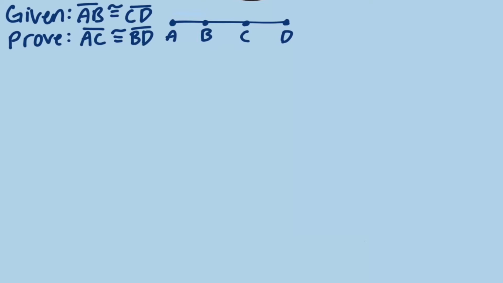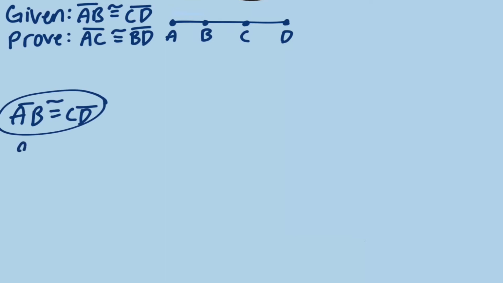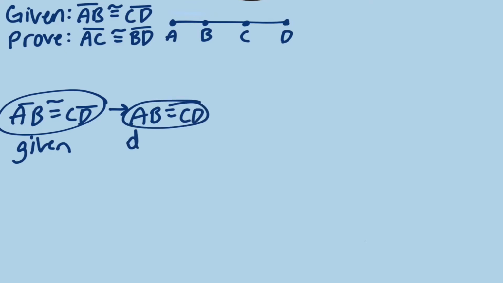I'm going to write this proof as a flowchart because I think sometimes that can be easier to follow, but I'll show at the end what a two-column proof would look like. We always want to start with what's given, so AB is congruent to CD, and that was given. And that means that their lengths must be the same by definition of congruence.